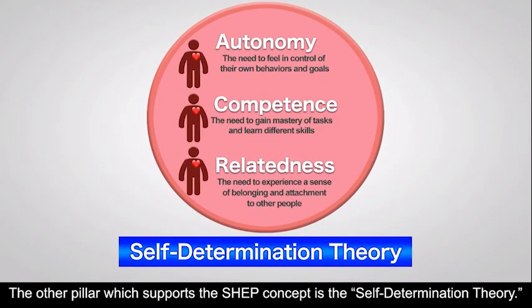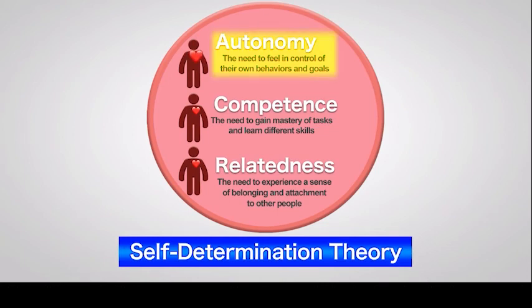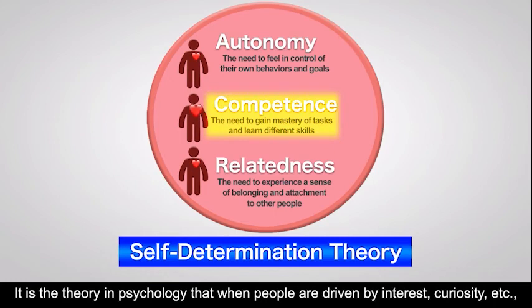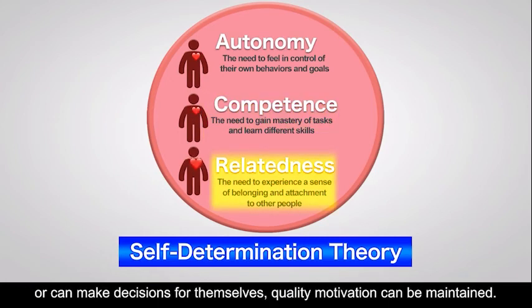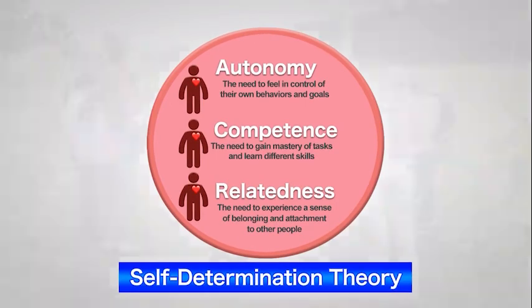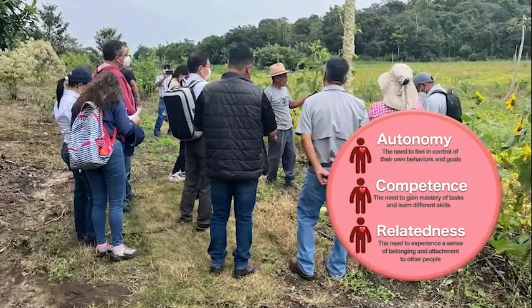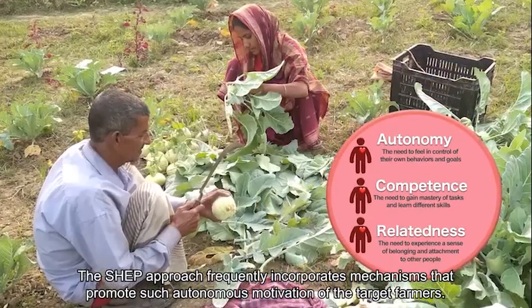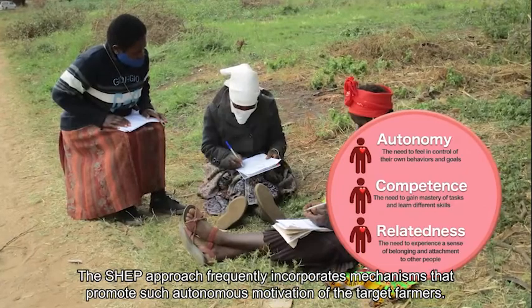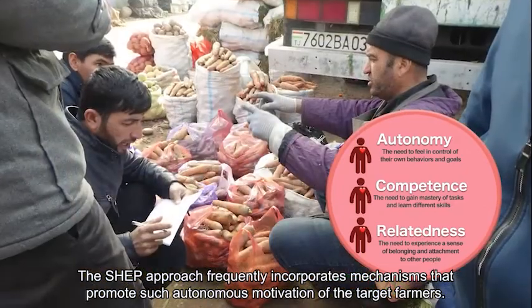The other pillar which supports the SHEP concept is the self-determination theory. It is the theory in psychology that when people are driven by interest, curiosity, etc., or can make decisions for themselves, quality motivation can be maintained. The SHEP approach frequently incorporates mechanisms that promote such autonomous motivation of the target farmers.